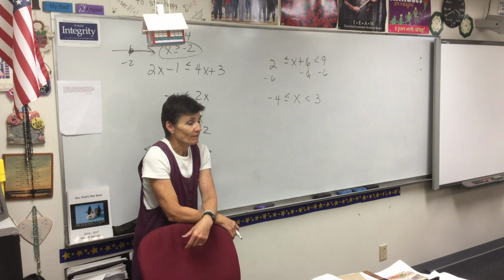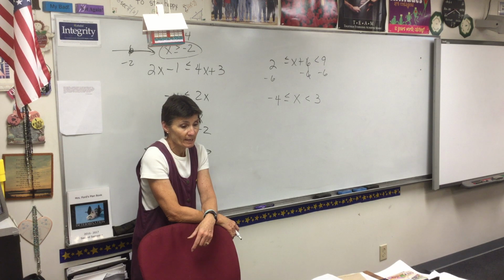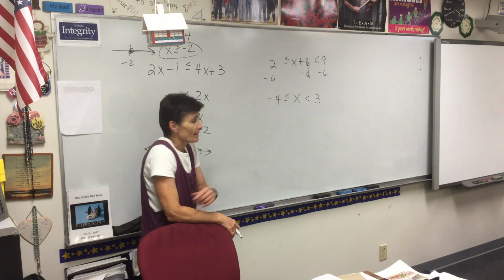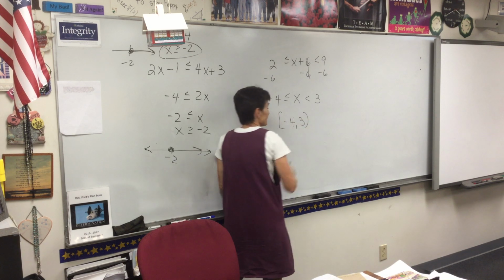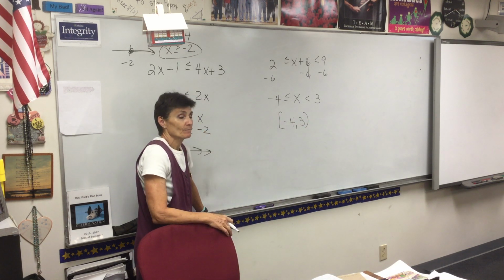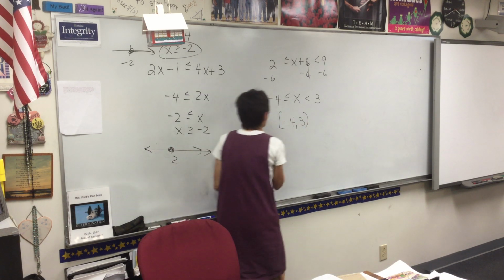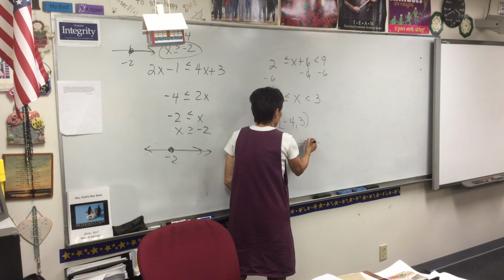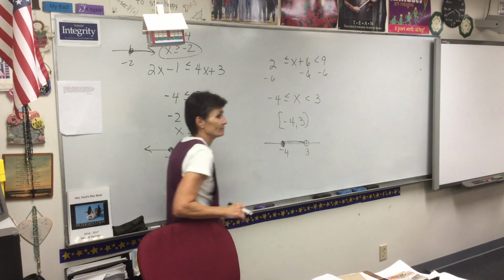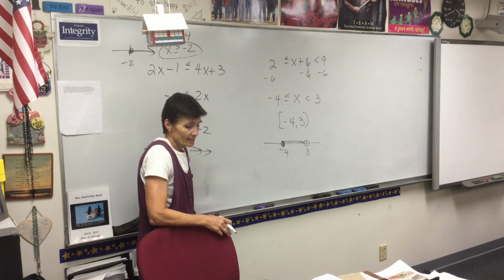A little bit of review. If I said write that as an interval, could you write it as an interval? Yeah. A bracket at -4 and a parentheses at 3. If I said graph it, no problem. Closed dot at 4, open dot at 3, shaded in between. Easy peasy.